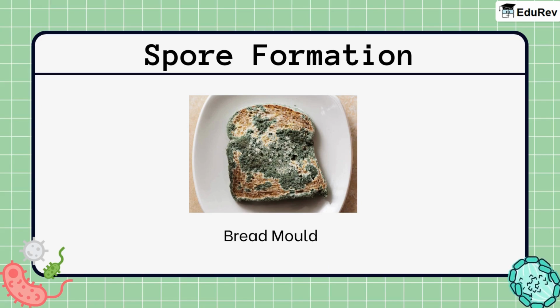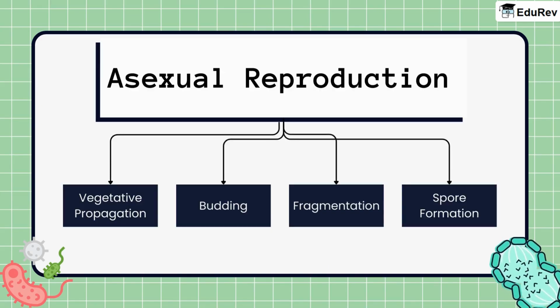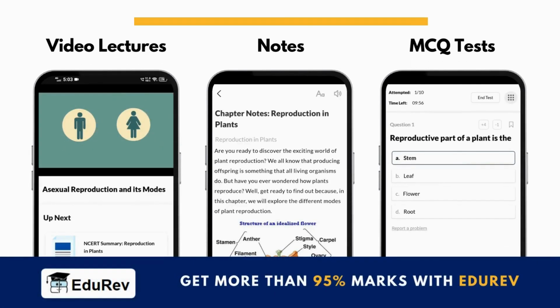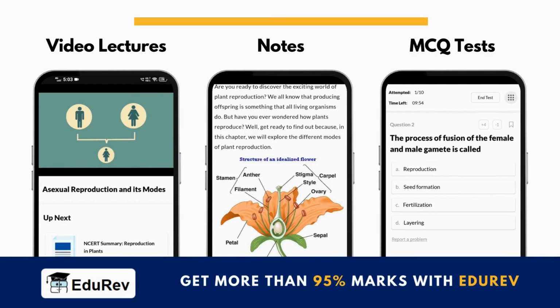To summarize, we have learned that plants can reproduce by asexual methods, namely vegetative propagation, budding, fragmentation, and spore formation. Asexual reproduction is fast and easy but results in no variations. We hope that you have understood the concept of asexual reproduction in plants.